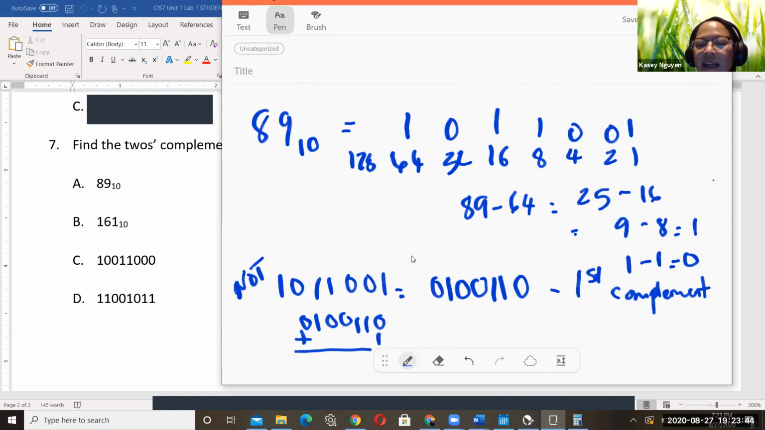Technically, if you add a 1 here, the front is going to be the same because there's no carry, because there's a 0 in the back. So it's going to be 0 1 0 0 1 1 1. It's just going to add that 1 to the 0 bit here. And this becomes our 2's complement. Okay?